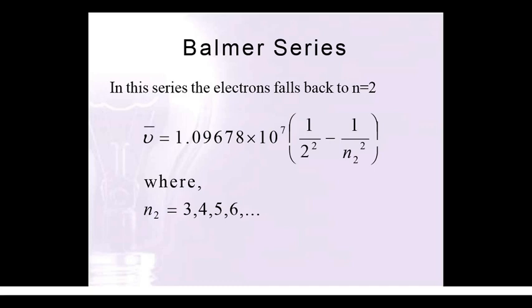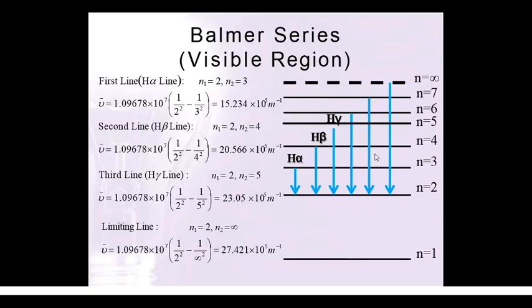Now the second series is the Balmer series. In this series, the electrons fall back to n is equal to 2. So from n is equal to 3, 4, 5, 6, etc., the electrons are coming back to the n is equal to 2 state. Again you can substitute n1 as 2 here and n2 as 3, 4, 5, etc. Whenever the electron makes a transition from n is equal to 3 to n equal to 2, that line is known as the H alpha line.